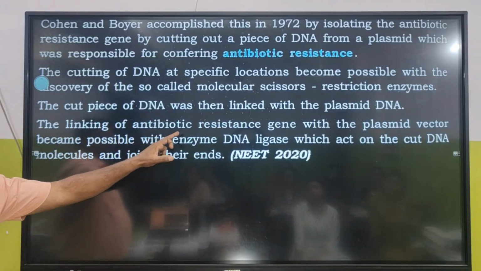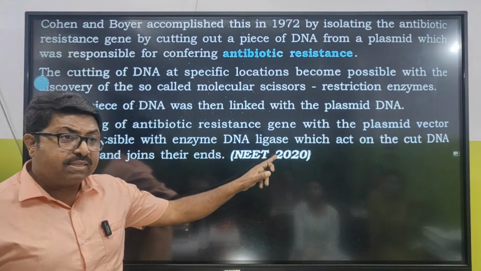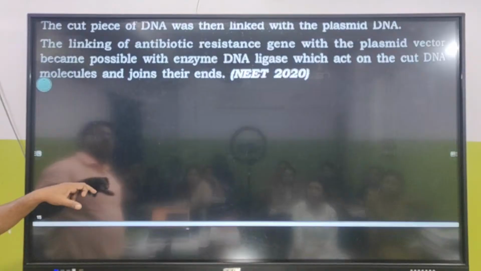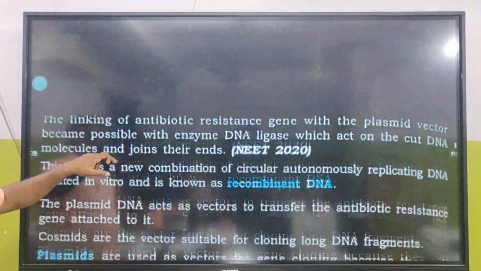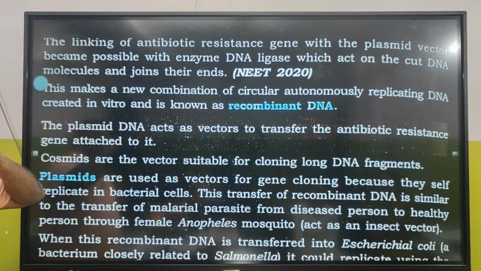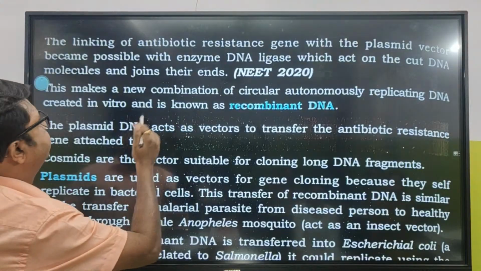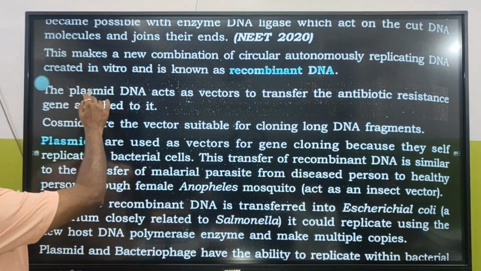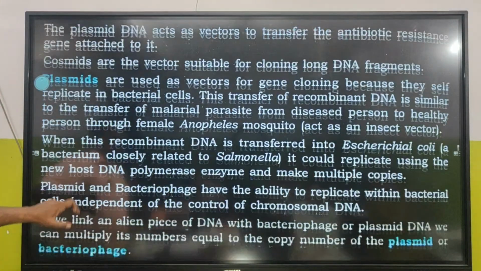The linking of the antibiotic resistance gene with the plasmid vector became possible with the enzyme DNA ligase, which acts on the cut DNA molecules and joins their ends. We have done it. This makes a new combination of circular, autonomously replicating DNA created in vitro, and it is called recombinant DNA.